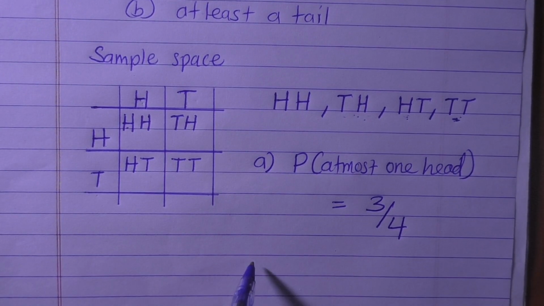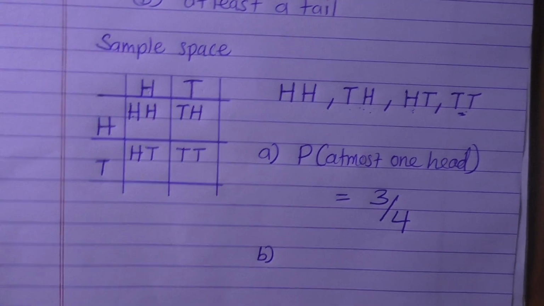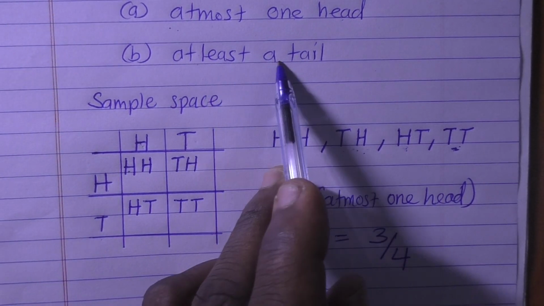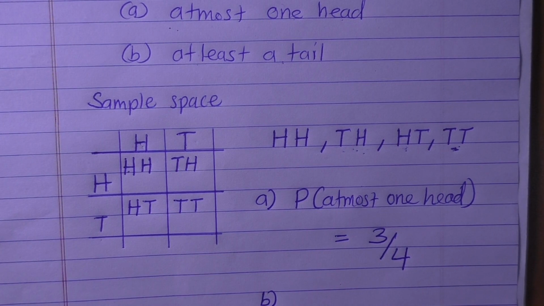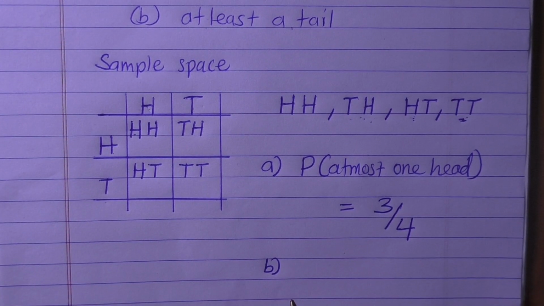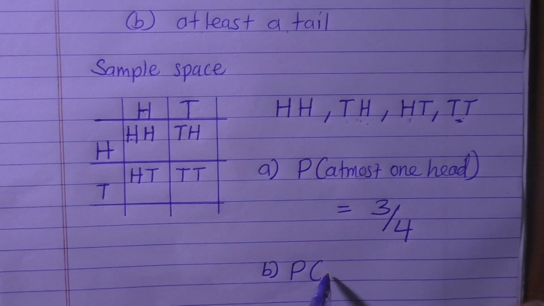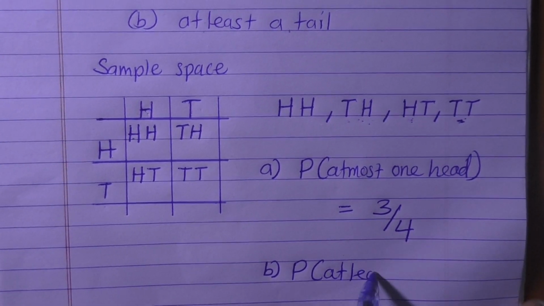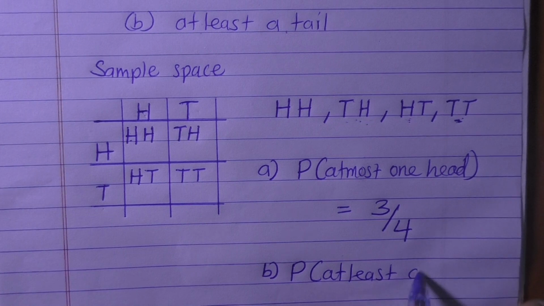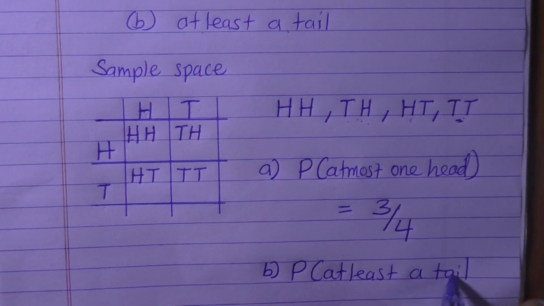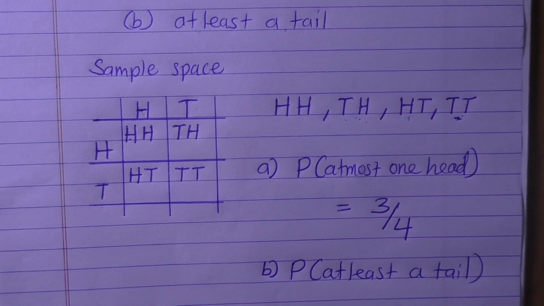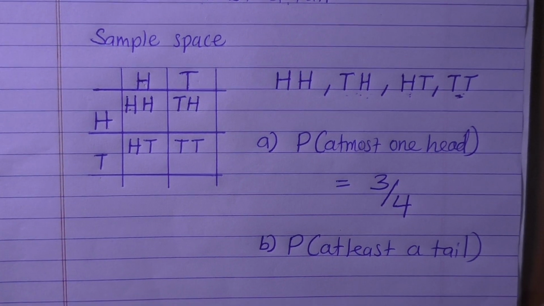Then let us look at part B. Part B is asking for at least a tail. At least means minimum. The minimum should be a tail, meaning one tail. So we can take one or more than one. So we look at the probability of getting at least a tail. We will say that at least a tail means we can have one or more than one.